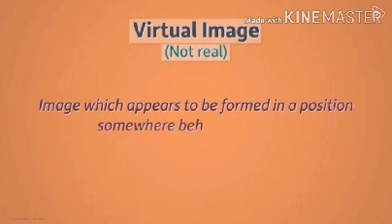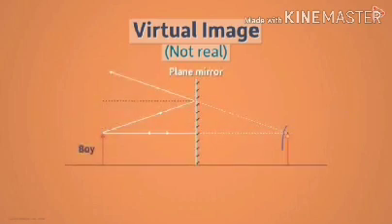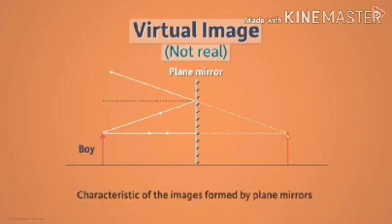A virtual image is formed when the light rays diverge after reflection from the mirror. Every plane mirror forms a virtual image. This is the first characteristic of the images formed by plane mirrors. Images formed by plane mirrors are virtual and not real.